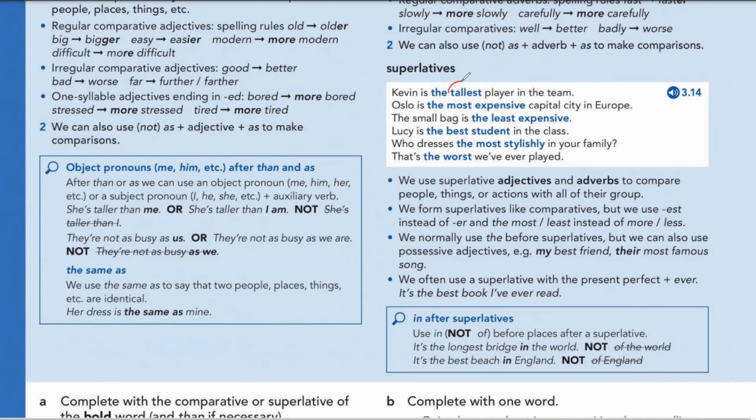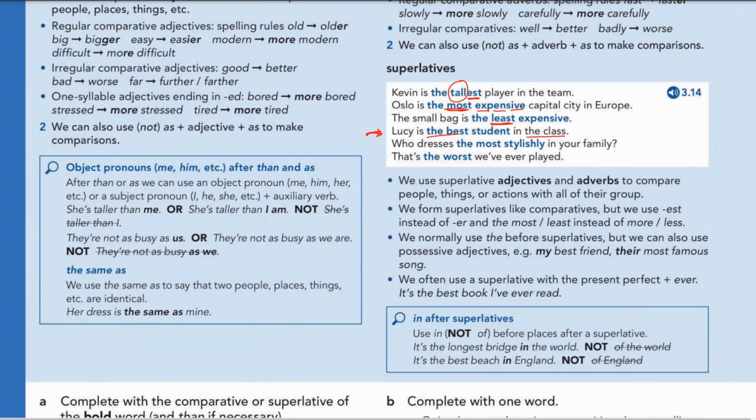If the adjective is one syllable, a small adjective, then I add est. But if the adjective is a long adjective, three syllables, for example, then I use most. Or the opposite is the least. The most, the least, opposites. The small bag is the least expensive. An irregular adjective: good, better, the best. Lucy is the best student in the class. You see, in the class there are many students, and I'm comparing. Among them, there is only one the best.